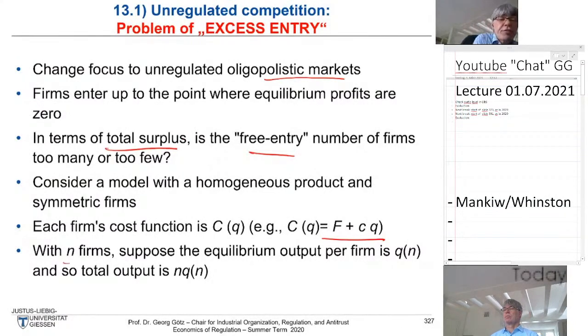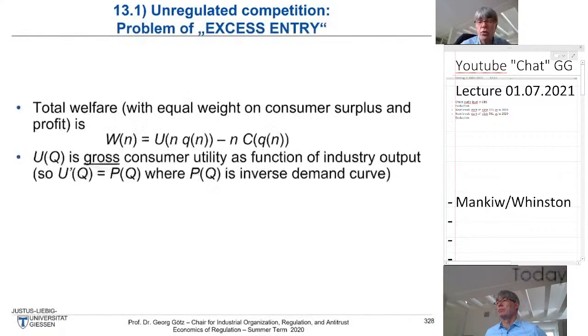We look into n firms, and the equilibrium output per firm depends on the number of firms, okay? If you have more firms in a market, each firm will become smaller. That's a standard outcome in Cournot, and total output will be just n times Qn, and typically it also holds that this total output increases if we increase the number of firms, at least in Cournot terms.